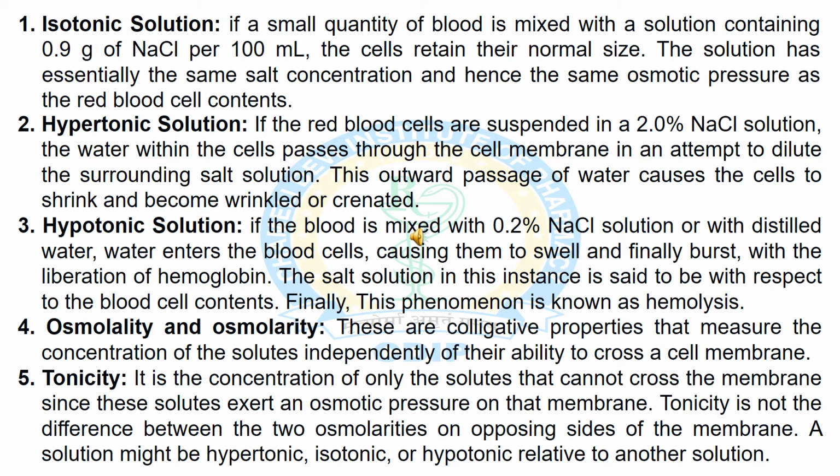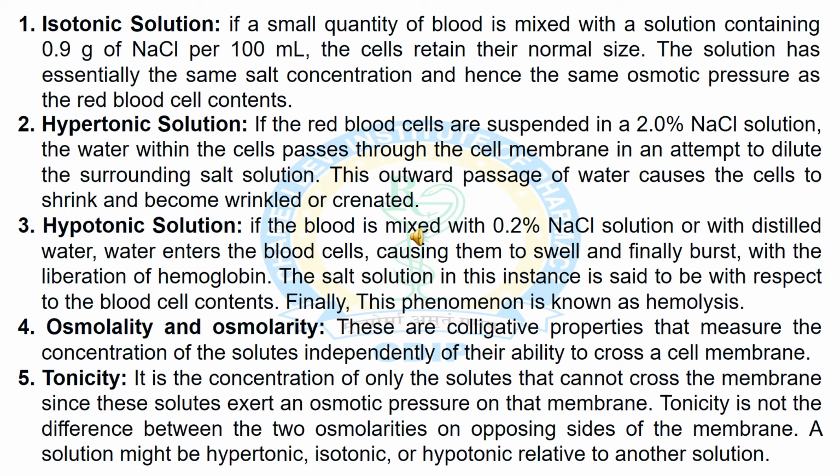Hypertonic solution. When the red blood cells are suspended in 2% sodium chloride solution, the water within the cell passes through the cell membrane in an attempt to dilute the surrounding salt solution. That is, outward passage of water causes the red blood cells to shrink. The cells become wrinkled or crenated.